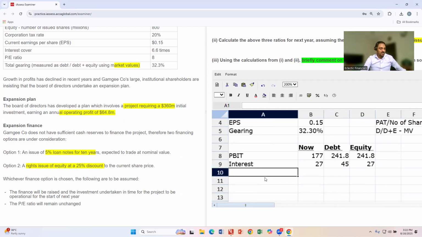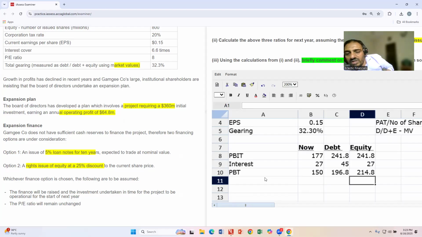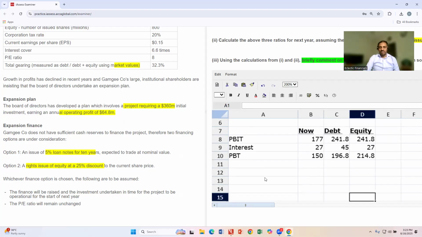After this, the next point, the profit before tax. It's very simple. 177 minus this. That is about profit before tax. That is 150, 196.8 and 2144.